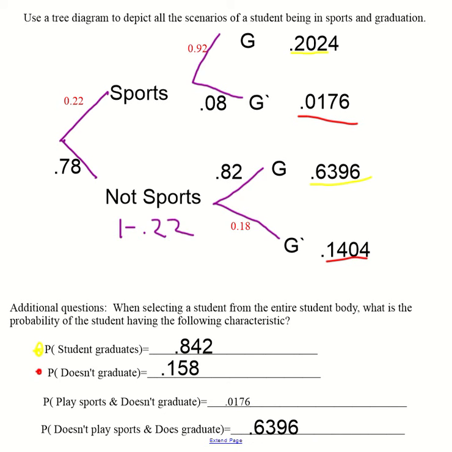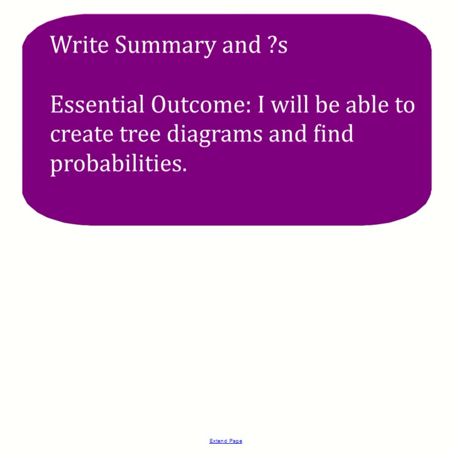Alrighty, and that is the end of lesson 4 of Probability and Statistics of Chapter 7. Write your summary and your questions. The essential outcome for today was that you'll be able to create diagrams and find probability.